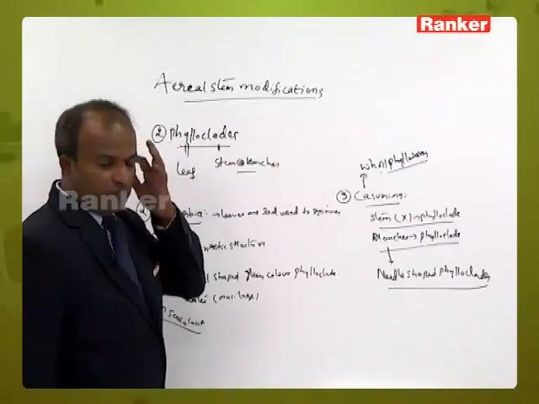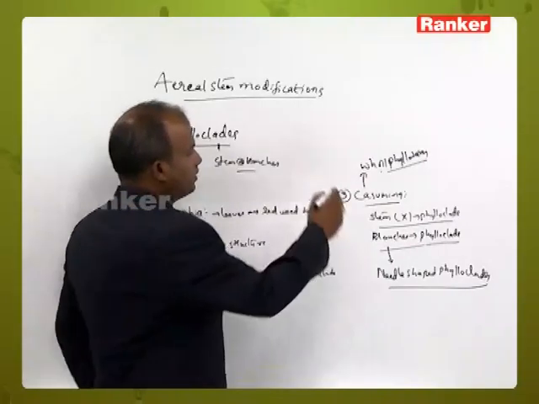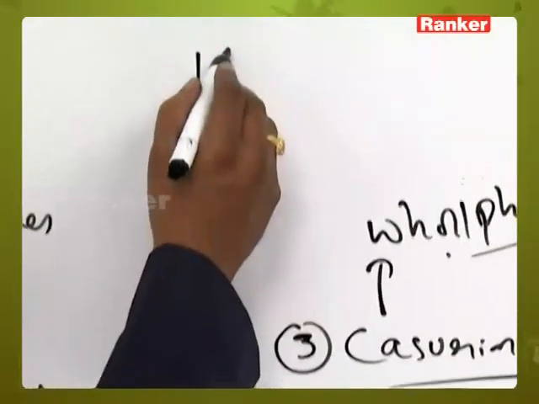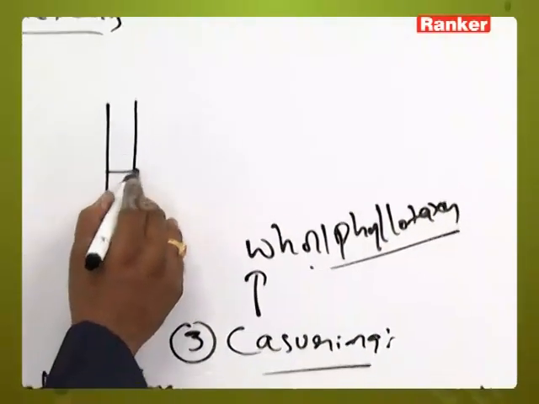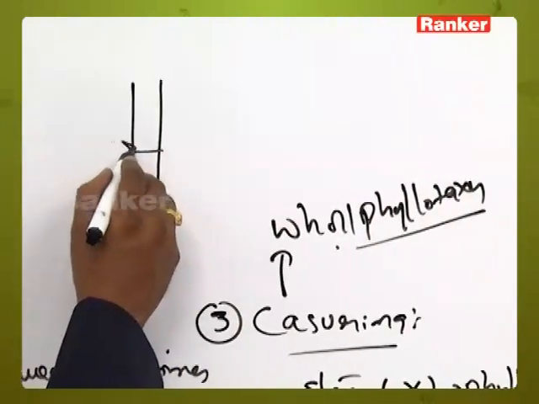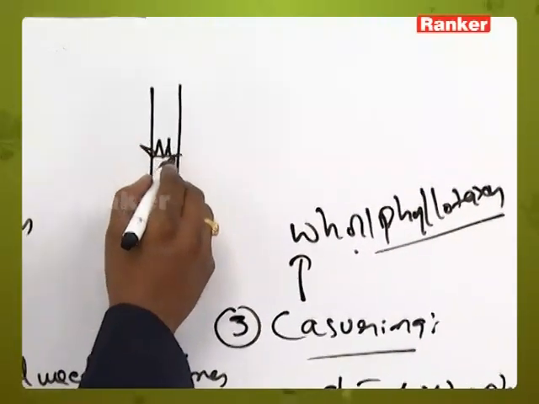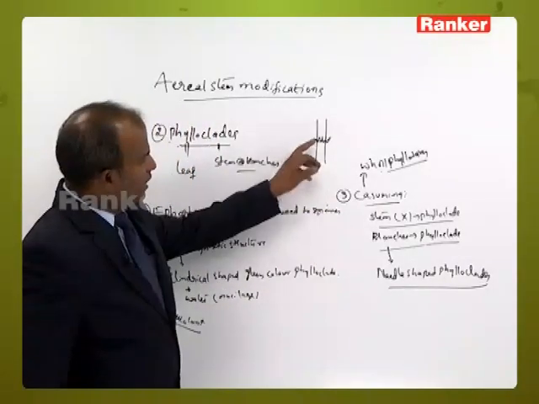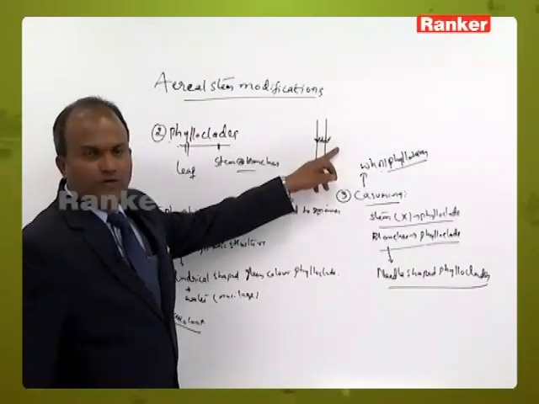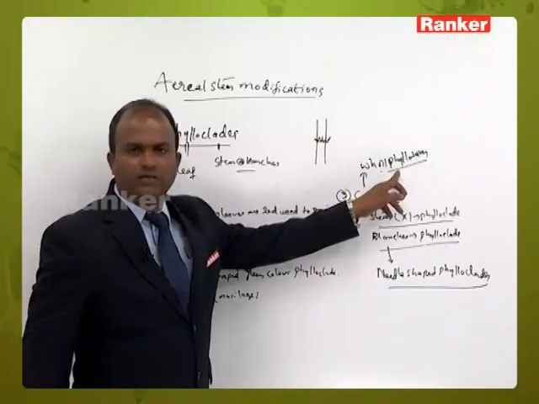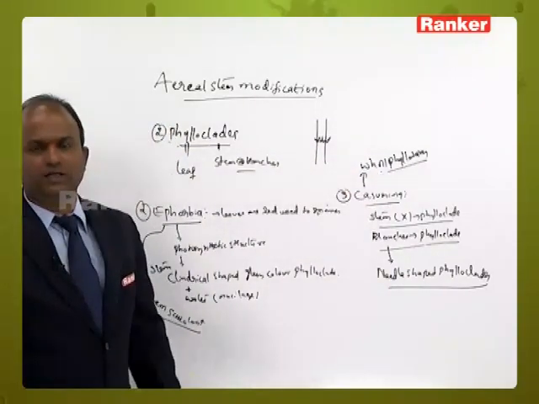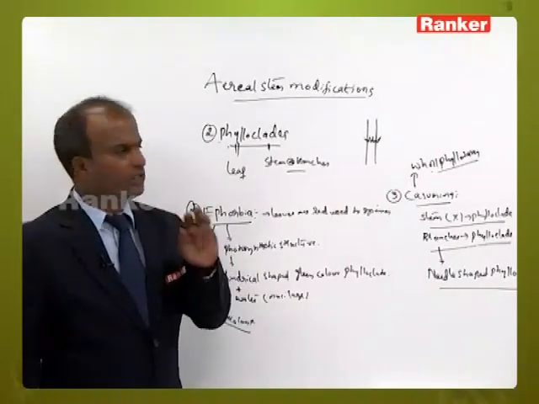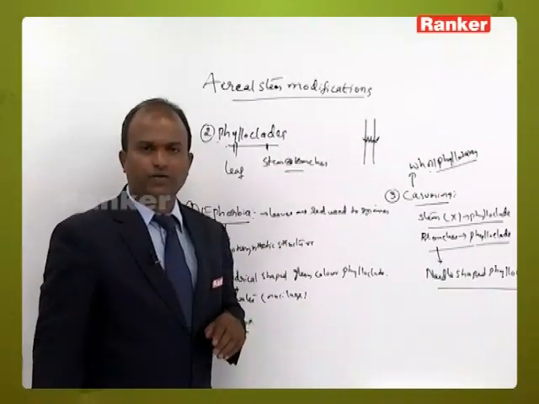What is meant by whorled phyllotaxy? Think of this one as the stem. This is the node. In this node area, leaves are reduced to scaly leaf-like structures which are arranged in the form of a whorl. Scaly leaves present in the form of a whorl represent whorled phyllotaxy. Yes, it does. This is about the phylloclades.